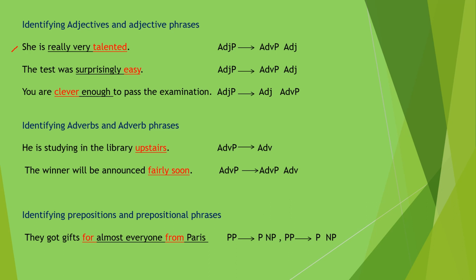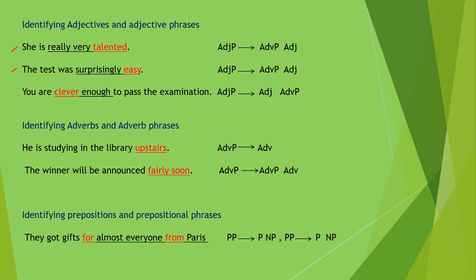Look at the next sentence. The test was surprisingly easy. The section "surprisingly easy" is telling about the noun "test." Again we have the adjective "easy" and the adverb phrase "surprisingly," which is telling you something about the adjective. So again it will follow the same structure: adjective phrase divided into adverb phrase and an adjective.